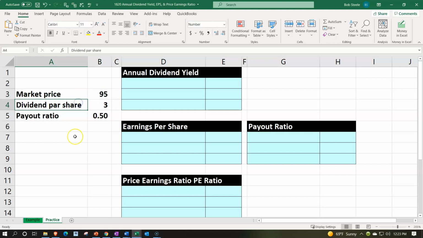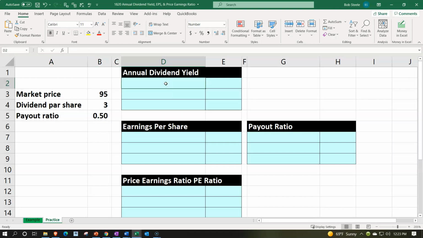We're going to say the dividends per share is going to be $3, and the payout ratio is 0.5 or 50%. So in other words, we're thinking the payout ratio takes the earnings that would be earned over a period of time, say a year, and that's the amount that would be paid out in the form of dividends. So let's think about the dividend yield then.